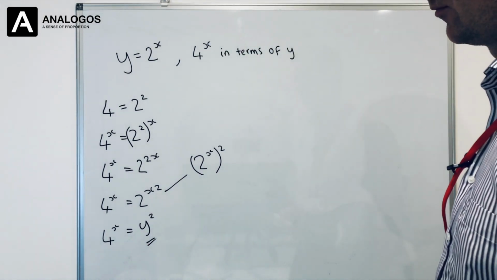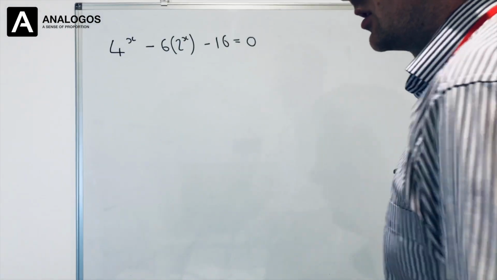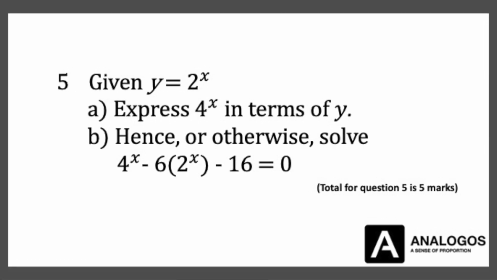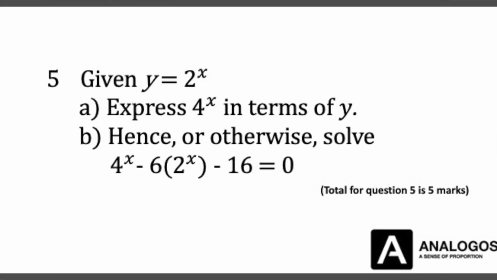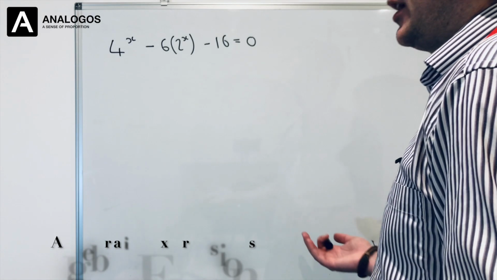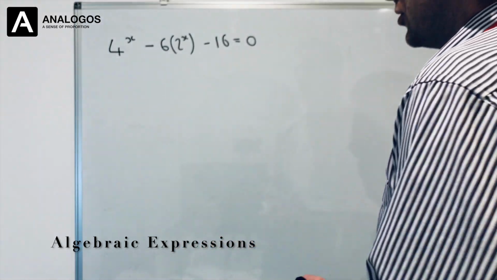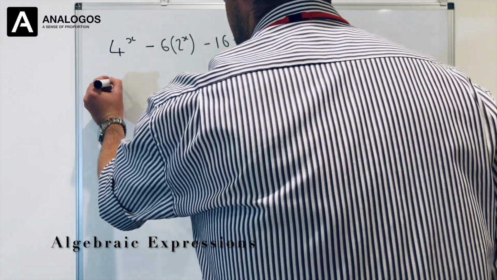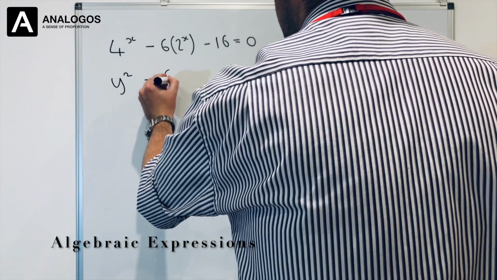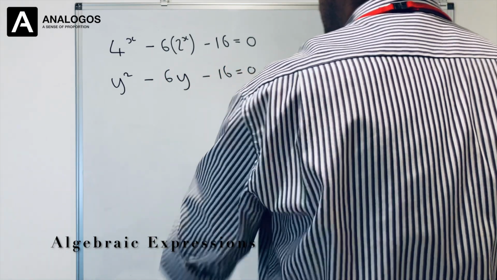Okay? Right, let's keep going. Part B. Hence or otherwise solve 4 to the power of x minus 6 times 2 to the power of x minus 16 equals 0. So any question that says hence means you're going to use the previous answer, which means we can do a straightforward substitution here. So we can say this equals y squared minus 6y minus 16 equals 0.